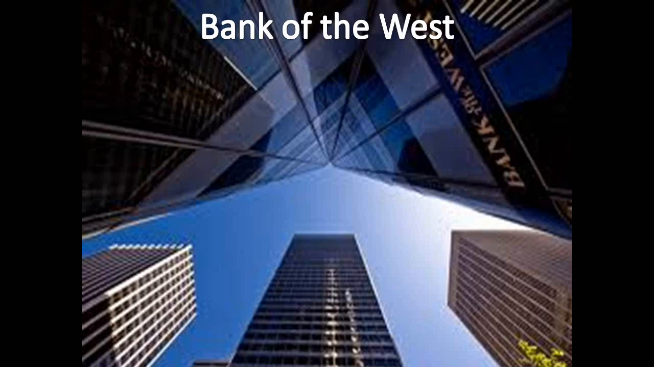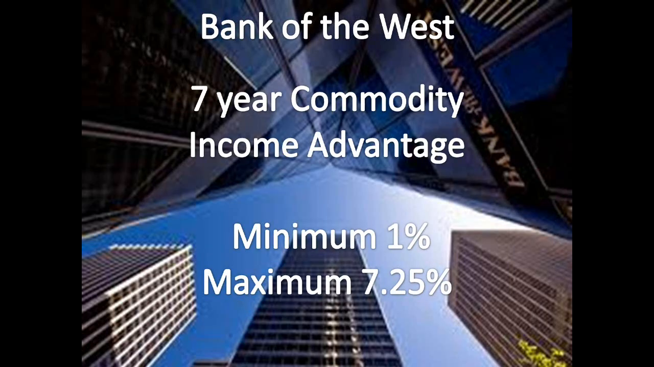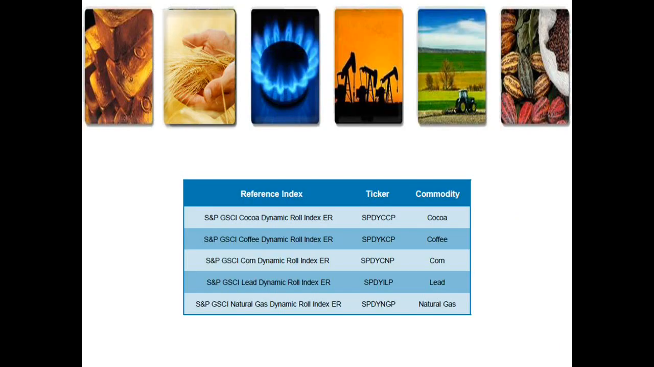We only have one again this month. It is, of course, the Bank of the West Income Advantage product. Minimum guaranteed interest rate of 1%, a maximum interest rate of 7.25%. Nice returns if you can get them. Of course, this is what I call the either-or product. It's linked to a basket of 5 individual commodities products, sub-indices of the S&P GSCI index, the same ones we've had for the last several months: cocoa, coffee, corn, lead, and natural gas.